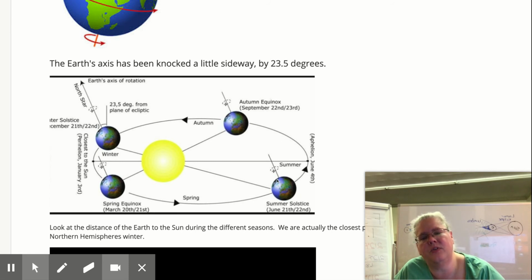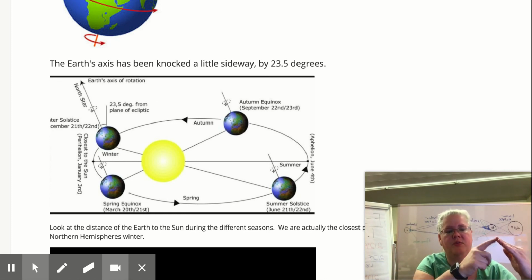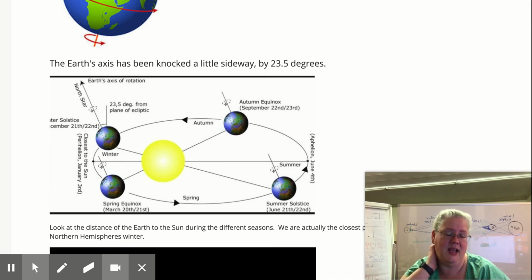the summer, the northern part of the North Pole is pointed more directly at the sun, and in the winter, the South Pole is pointed more directly at the sun because it rotates at this 23.5-degree angle around the sun. So here, the bottom, South Pole, would be facing the sun, but over here, the North Pole would be facing the sun. And that's what causes our seasons. It's that 23.5-degree tilt from the elliptical plane.